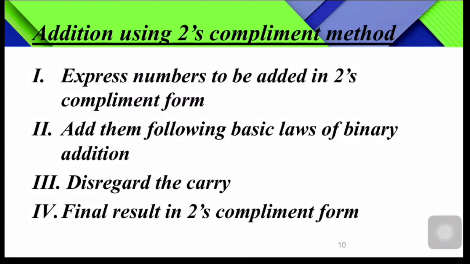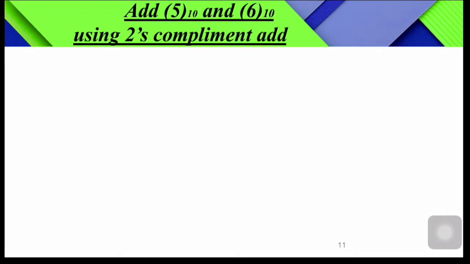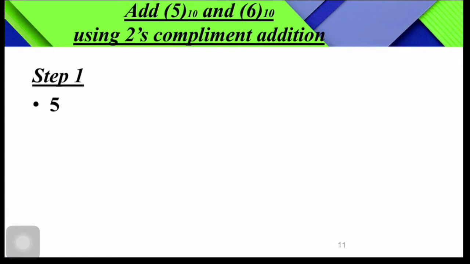In fact, our question is to perform addition of two numbers using the 2's complement method, but I think it's better to understand this procedure of addition based on some simple examples, then focus on our question. So here we are going to add two decimal numbers 5 and 6 using 2's complement addition. As I said earlier, in the first step we are supposed to express the numbers to be added in 2's complement form. So let us first find the 2's complement of 5.